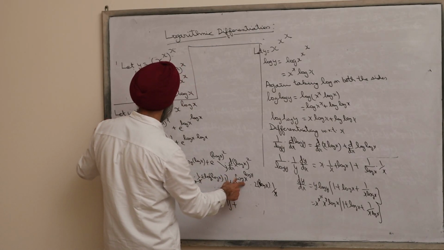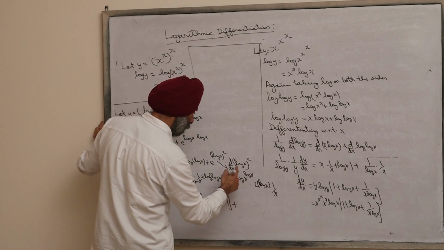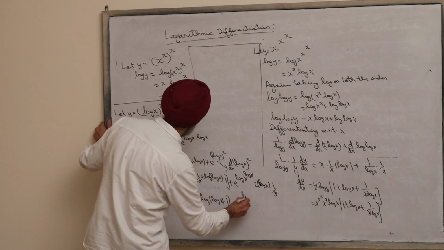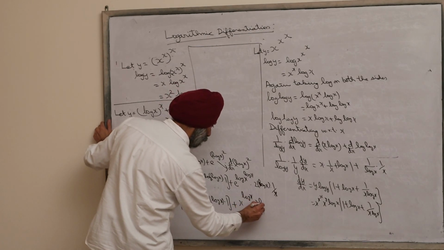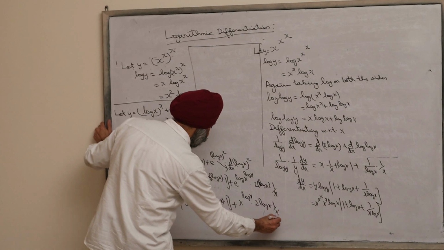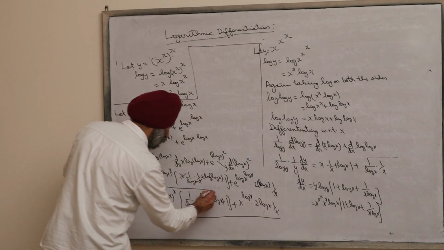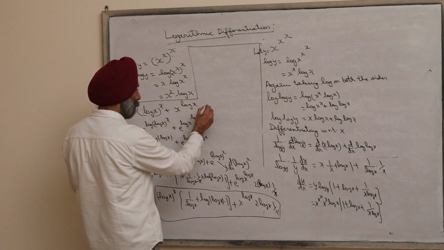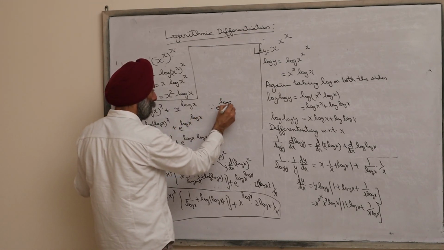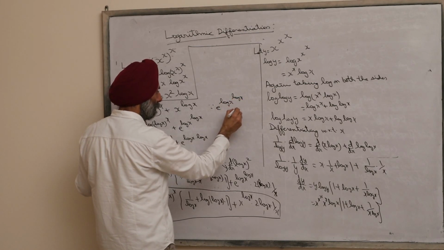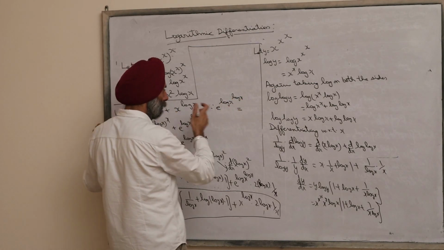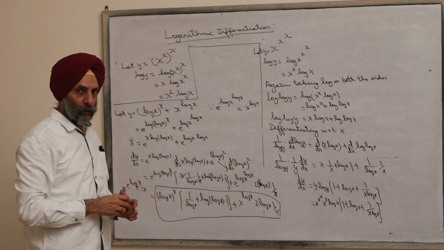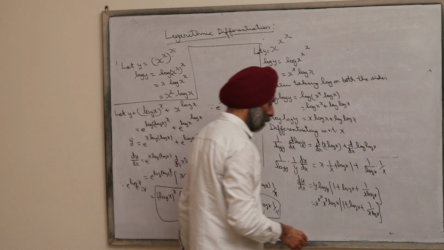e raised to the power, this is your log of x raised to the power log x. So it is x raised to the power log x into 2 log x into 1 over x. So this is the answer of this particular question here, because e raised to the power log of x raised to the power log x is equal to, what is that? x raised to the power log x here. Now what is the other way to solve this type of question?